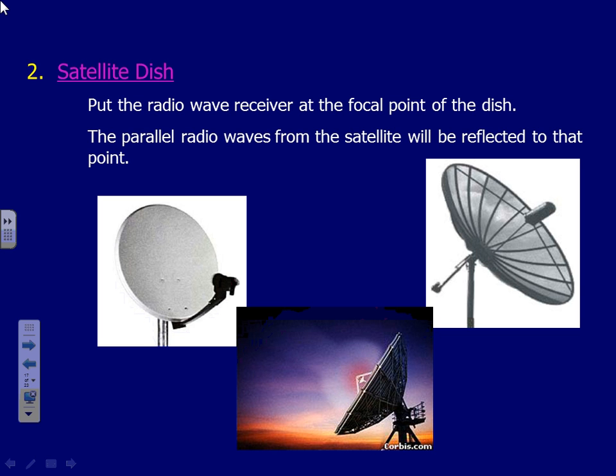So there's some kind of receiver that's always out in front of the satellite dish. What would we call the point at which we position these receivers? Where are we going to put the receiver? What important point would it go? Yeah, you're going to put it at the focal point, all right? So put the radio receiver at the focal point of the dish. The parallel waves from the satellite will be reflected to that point. These are radio waves, so you don't need it to look like a mirror. It doesn't have to be mirrored in order to reflect radio waves.